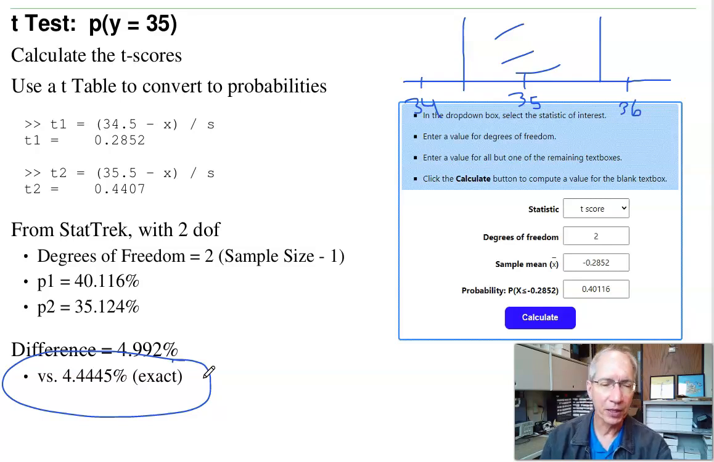Again, if you try this yourself, you're going to get different answers. I only have a sample size of 3. But with just a sample size of 3, I almost nailed the probability of getting 35. Partly that was luck. Partly that's a t-distribution.